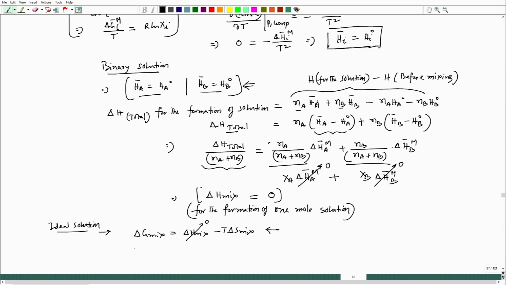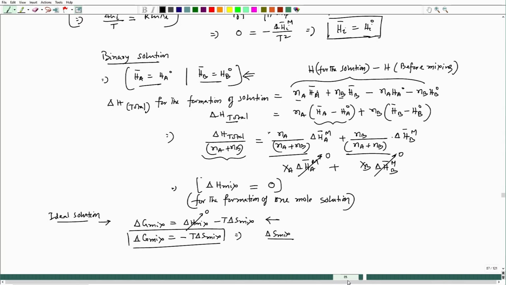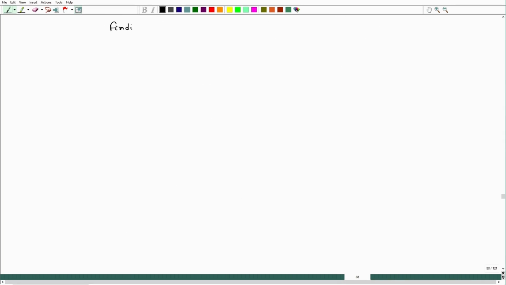Ideal solution. So, hence del G mix is nothing but minus T del S mix. From this relation, in fact, we can calculate del S mix. Now, let me show how we calculate del V mix, because del S mix I will take up a little later. Let us first show how we calculate del V mix for the ideal solution formation.